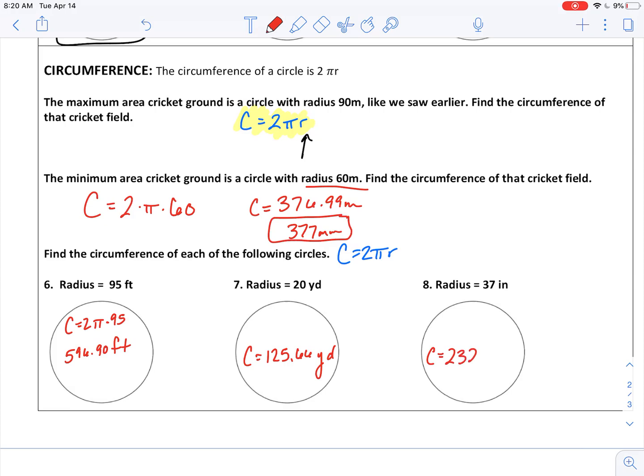So number 7 ends up being 125.66 yards. And number 8, 2 times pi times 37 is 232.5.